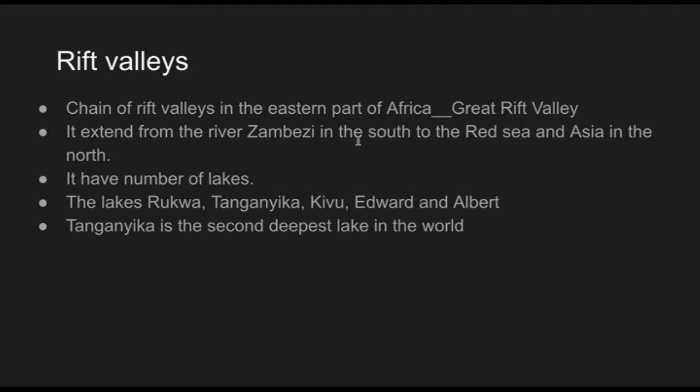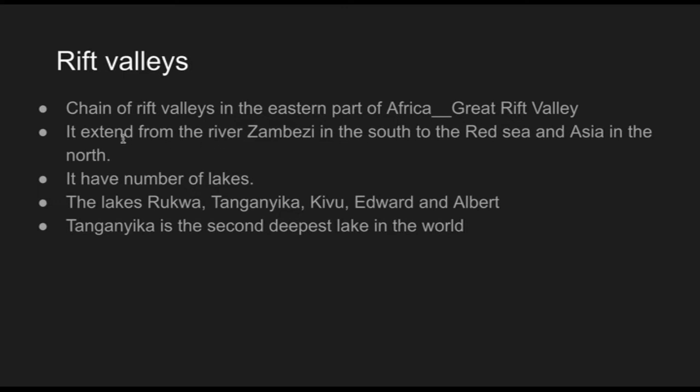What is meant by rift valley? What are valleys? Between the mountain ranges we can see valleys. And what is the speciality of rift valleys? Steep valleys are called rift valleys. So in the eastern part of Africa, where we can see mountains and plateaus, on that side we can see rift valleys. The rift valleys in Africa are known as the Great Rift Valley.